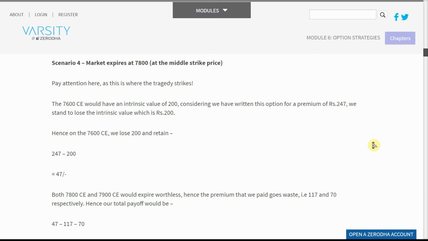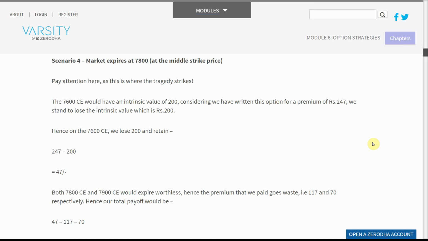Pay attention here, as this is where the tragedy strikes. The 7,600 CE would have an intrinsic value of 200. Considering we have written this option for a premium of 247 rupees, we stand to lose the intrinsic value, which is 200 rupees. Hence on the 7600 CE, we lose 200 and retain 247 - 200 = 47.